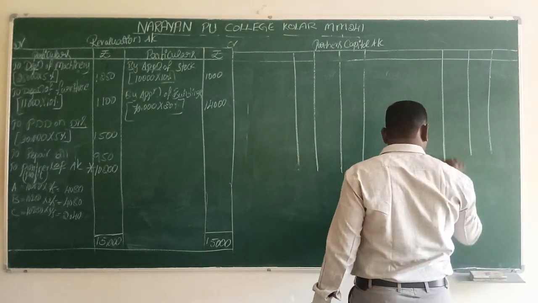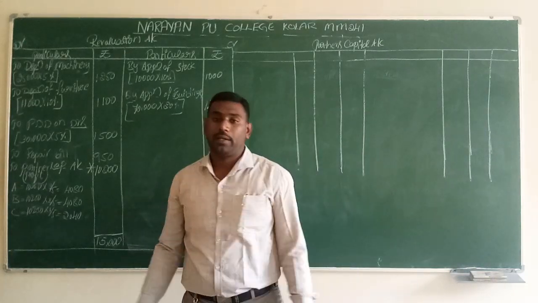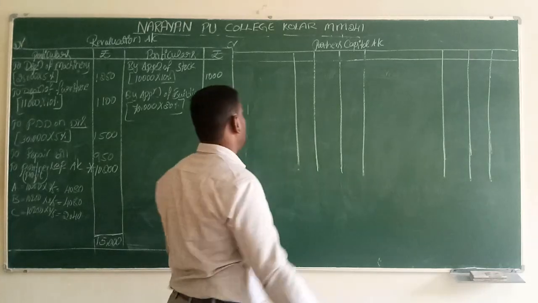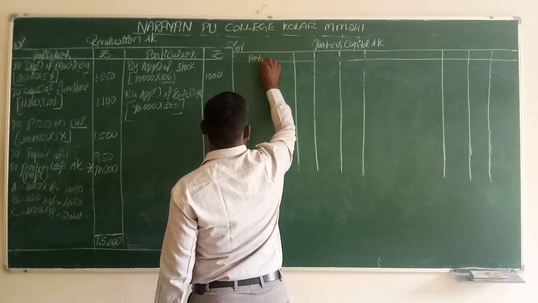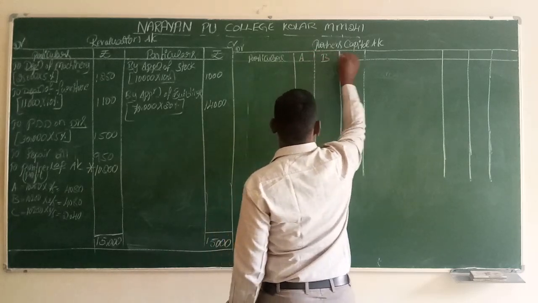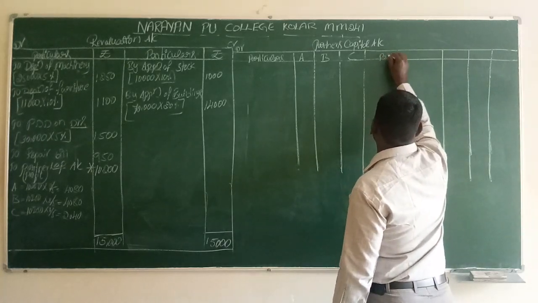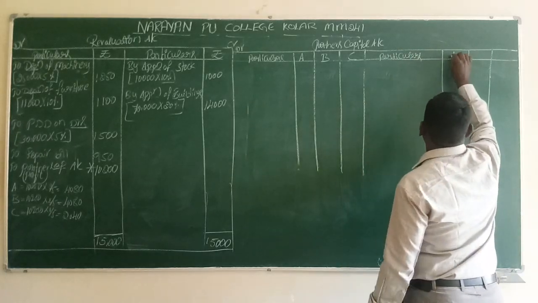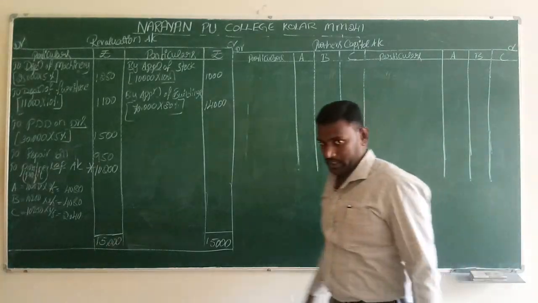We should draw the columns for 6 to 8 lines for the partners capital account. First we have to fulfill all the conditions, so we should write debit and credit compulsorily. Particulars: partner A, partner B, partner C. Again on the credit side also, particulars: partner A, partner B, partner C. So 3 members are the partners.